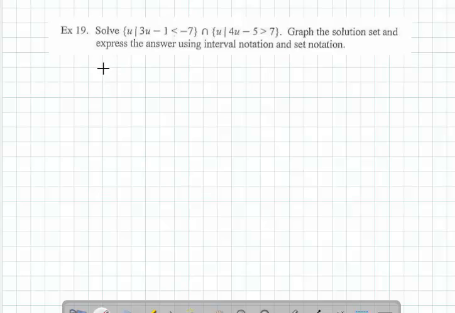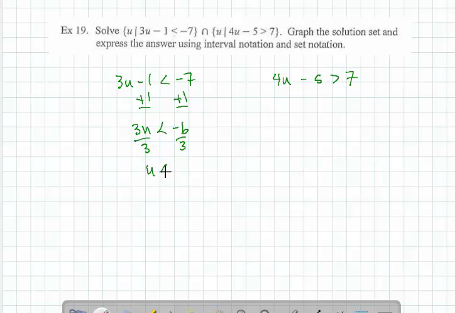Okay, for our next one, we've got 3u minus 1 less than negative 7, and then on the other hand we have 4u minus 5 greater than 7. We need to get both of these broken down to where the u is by itself. Just work on one at a time. Add 1 to both sides for this first one. Divide by 3. And we get u is less than negative 2. Here is a part of our solution.